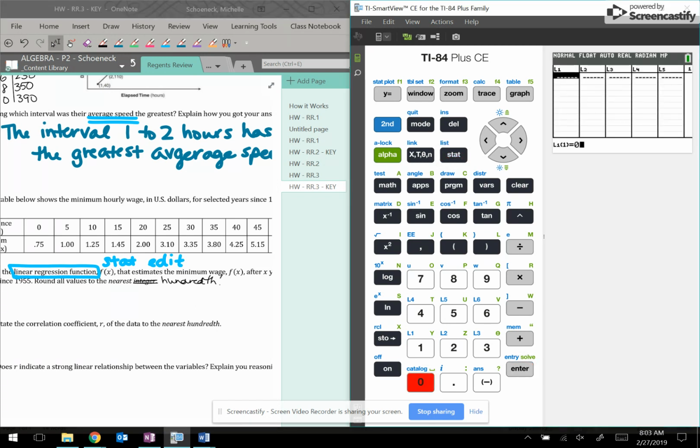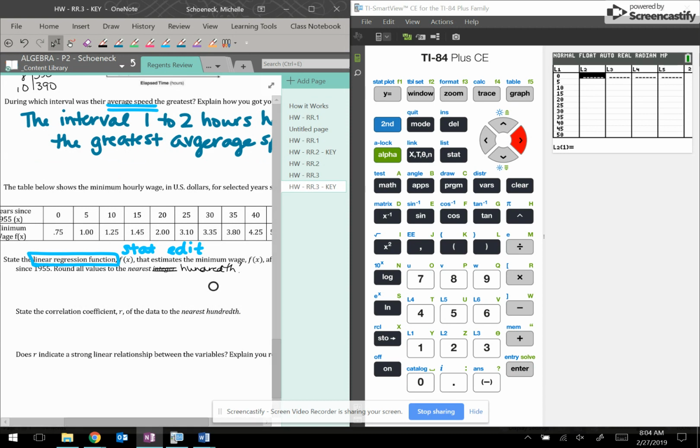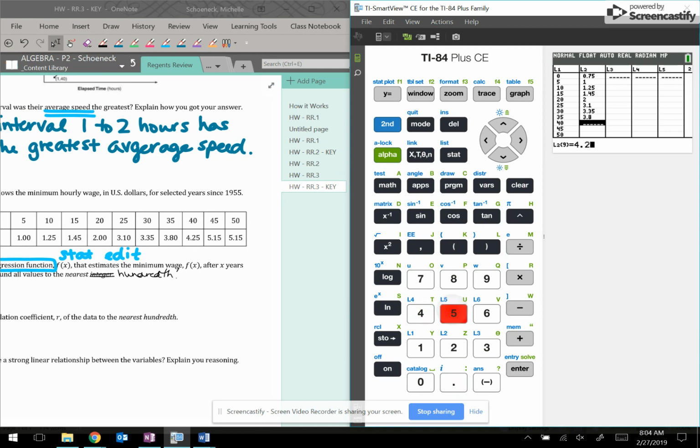Going into stat edit and typing these in. Hopefully this takes you a quicker amount of time because you don't have it on your touch screen. You might have your actual calculator.